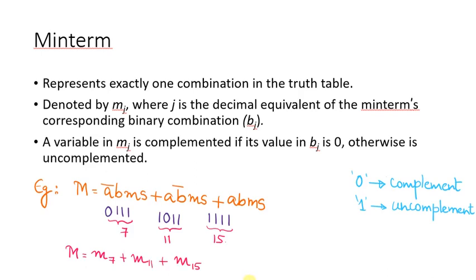So in terms of minterm representation, this can be represented as capital M, which is the function that is equal to lowercase m with the subscript corresponding to the decimal value. So you have m7, m11 and m15. And these are the subscripts which correspond to the small j.